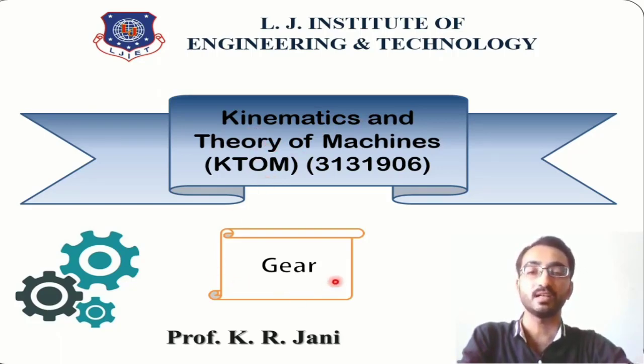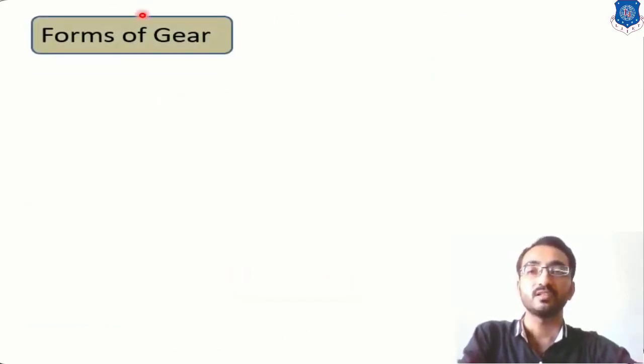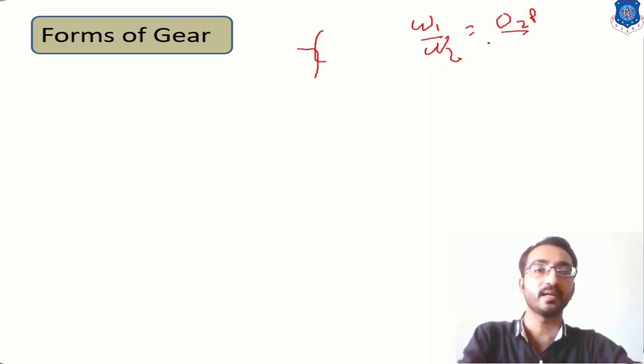In today's session, we will learn about gear. In the previous session, we derived the law of gearing, where we derived the basic condition that to transmit power from one shaft to another shaft with constant velocity ratio, the gear teeth profile, or we can say the shape of the gear tooth, must be designed in such a way that it satisfies the equation omega 1 by omega 2 is equal to O2P divided by O1P.